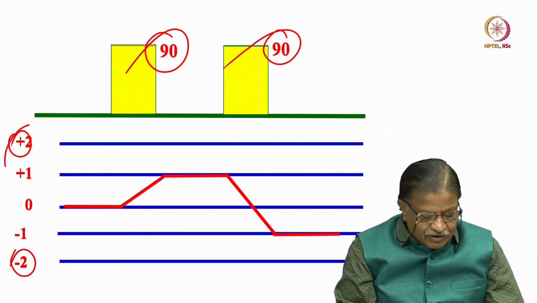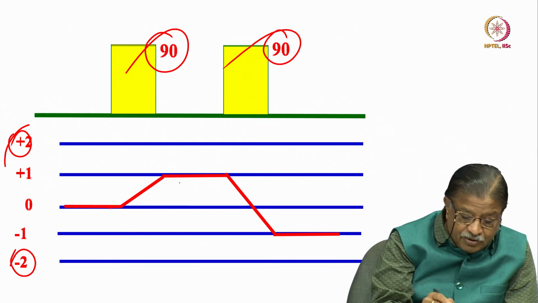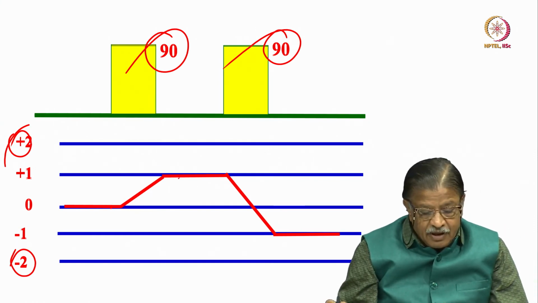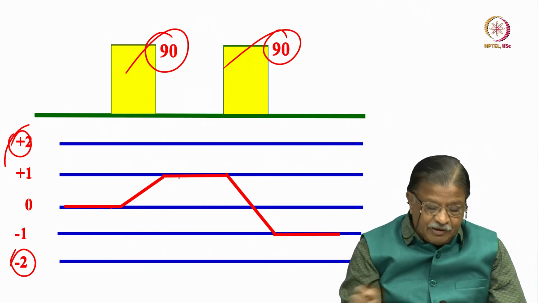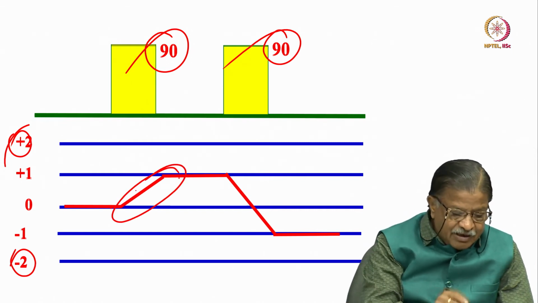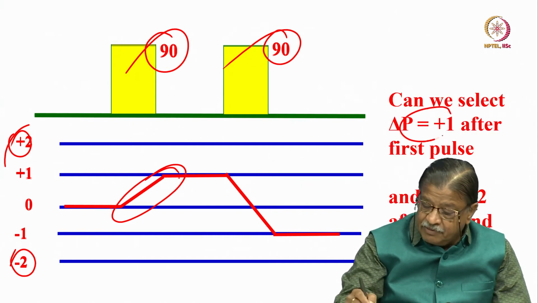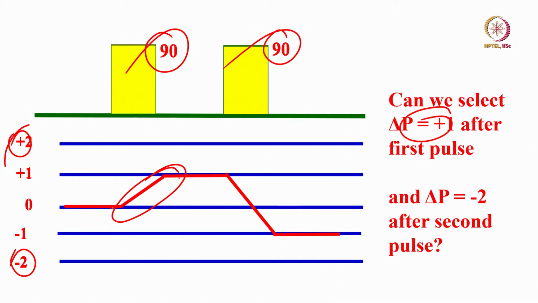Now I want to select this coherent pathway. After the first pulse, 0 to +1, this is the coherent pathway I am going to select. So 0 to +1, this is the +1 pathway, that is fine. This is +1 because P2 minus P1 is +1. Now after the second pulse, I want to select this pathway. This pathway is +1 to -1. So P2 minus P1 is -2.